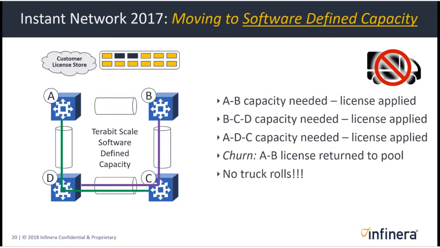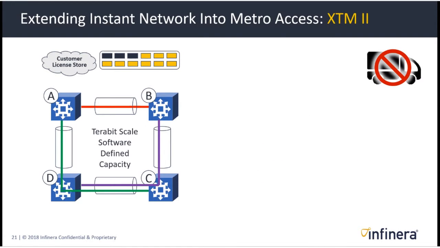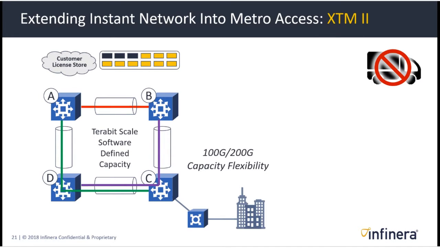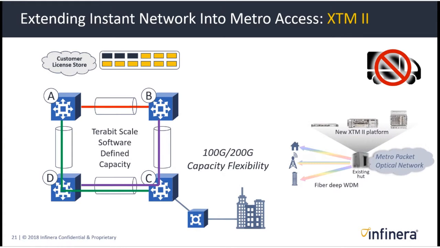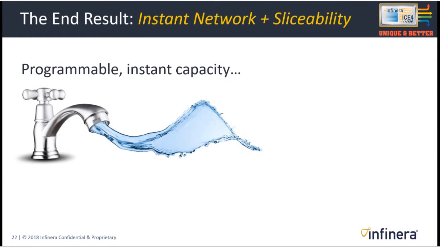Extending instant network outside of a PIC-based implementation is a challenge, obviously. But we can take pointers from our competitors who do a similar thing on a very simple scale, just selling 100 gig or 200 gig of capacity on a 200 gig capable transponder. So instant network can be extended into the XTM2 family in the same way. Now, combined with the XTM2's extremely efficient power per bit and compact size, it makes it the perfect platform for fiber deep installations in next generation cable and mobile. So the end result of instant network and sliceability is a highly programmable optical network with the ability to turn up instant capacity without truck rolls.